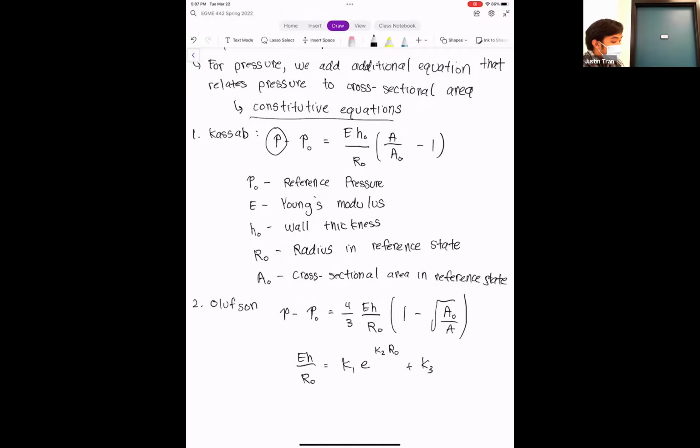Okay. All right, so that's all the derivation, and we spent a lot of time doing that. So let's see how it's actually applied.